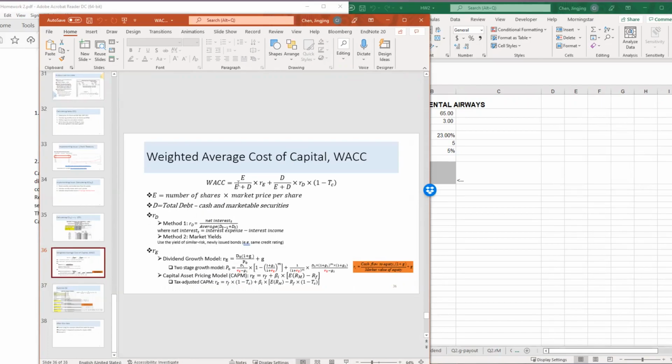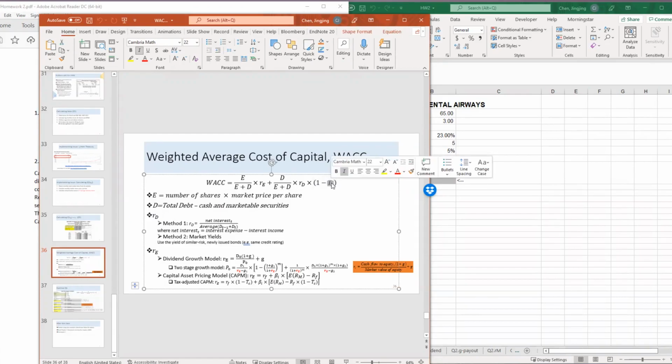So weighted average cost of capital has a couple of components. So we have E, which is the market capitalization of the firm, and D is the market value for debt, and we're using book value to proxy for that. And also, moving on, we will have this cost of debt and cost of equity. And finally, this is the tax rate.